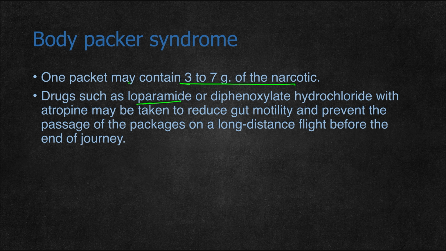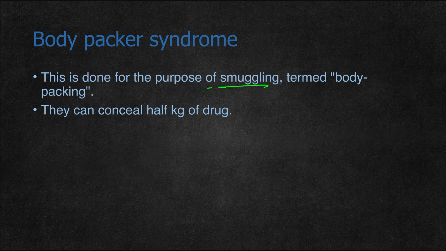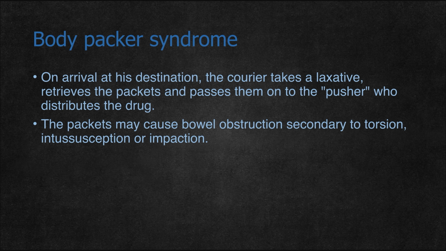Drugs such as loperamide or diphenoxylate hydrochloride with atropine may be taken to reduce gut motility to prevent the passage of packages on long distance flights before the end of the journey. So they usually pack the drugs in rubber tubing, swallow them, and take drugs to reduce gut motility. This is done for the purpose of smuggling and is termed body packing. They can conceal about half a kg of drug by this method. On arrival at the destination, the courier takes a laxative, retrieves the packets and passes them to the pusher who distributes the drug.